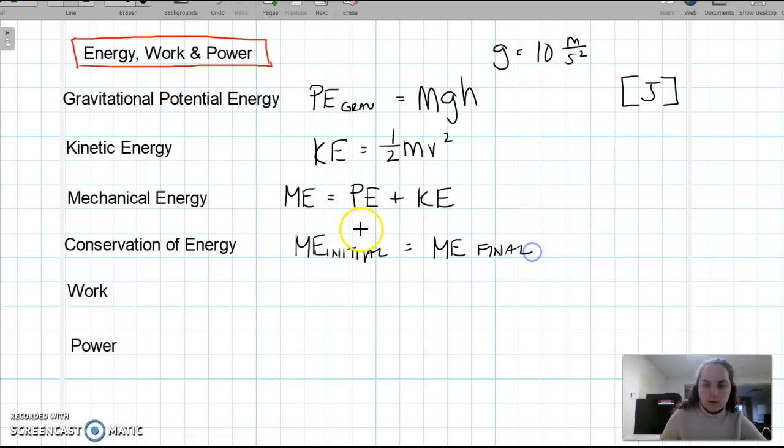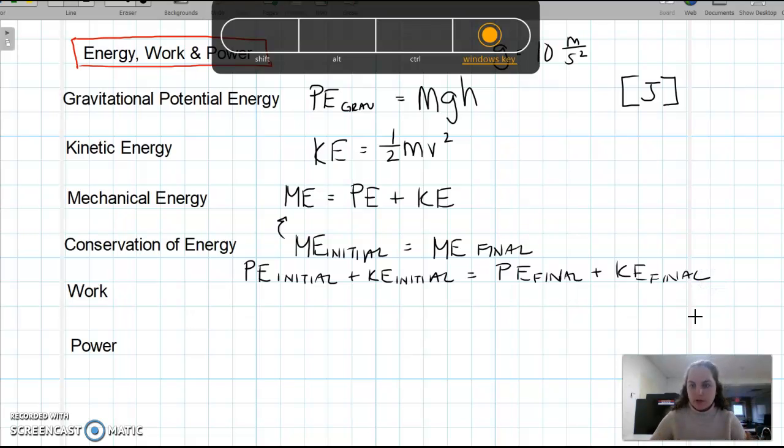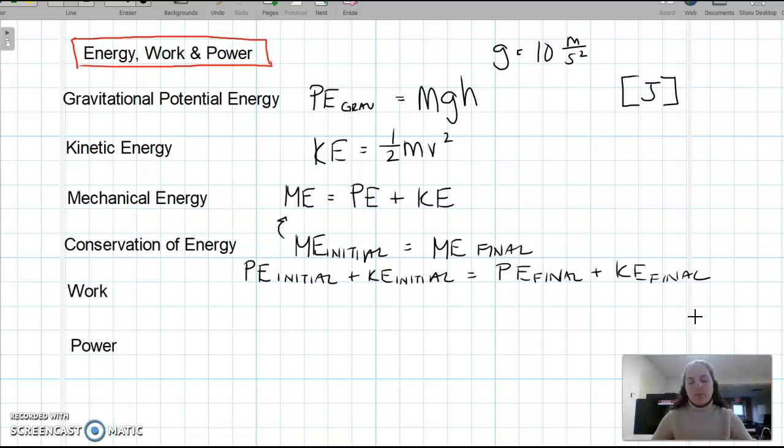And we can break this down further by using this equation right up here. We can say that your potential energy initial plus your kinetic energy initial is equal to your potential energy final plus your kinetic energy final. And this might look familiar to you because we talked about the conservation of momentum. And we said, when something is conserved, then the total of that something is the same before and after.